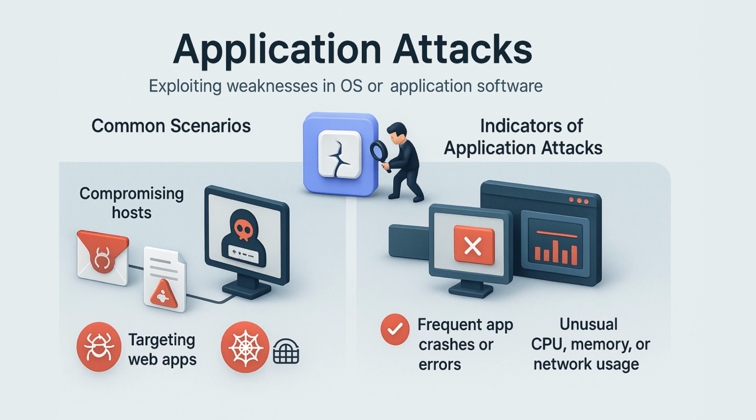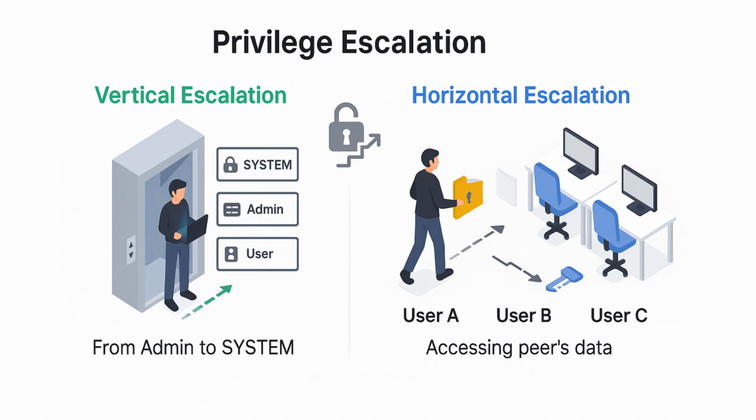Indicators of application attacks include frequent application crashes or errors, or you can see unusual CPU, memory, or network usage. By the way, these signs aren't always malicious, but they're worth investigating. Most attackers want to run their code on a compromised network. In order to do so, it will require elevated privileges. The ability to execute any command they choose is known as arbitrary code execution.